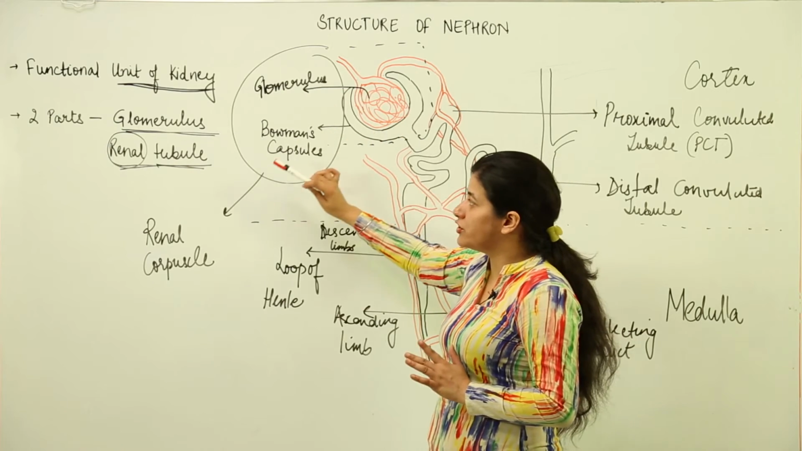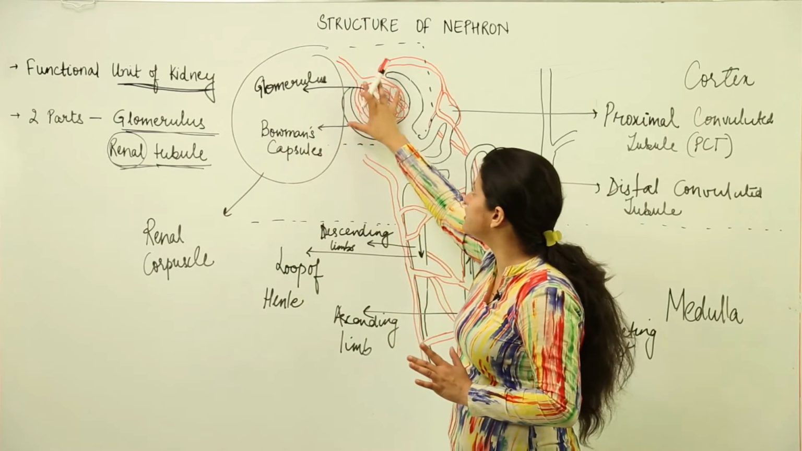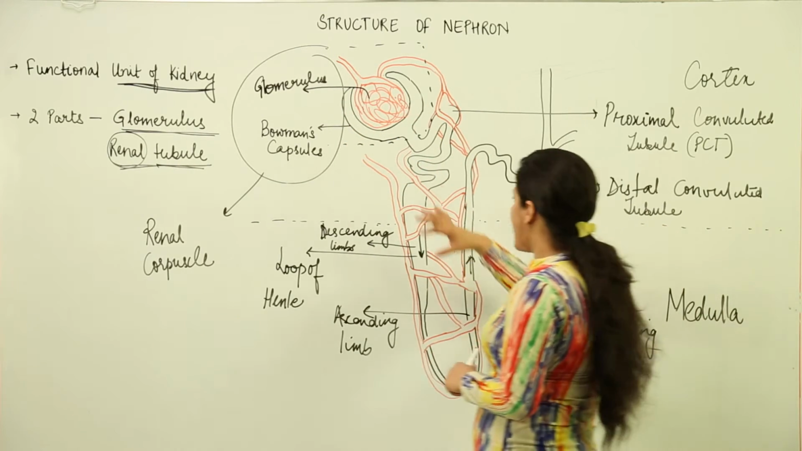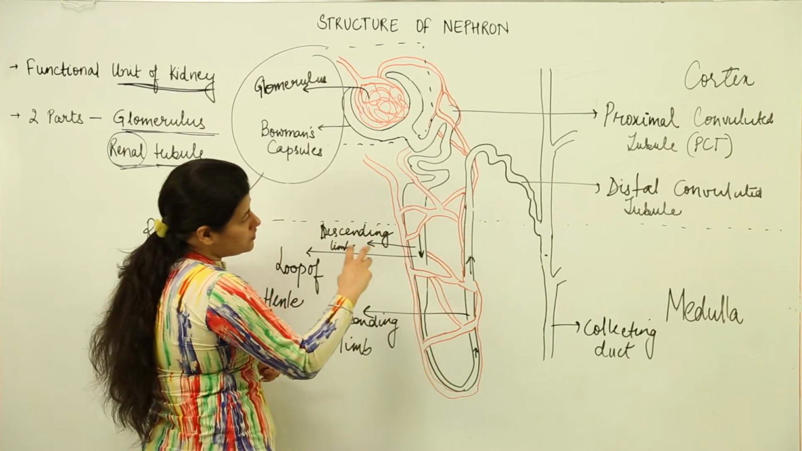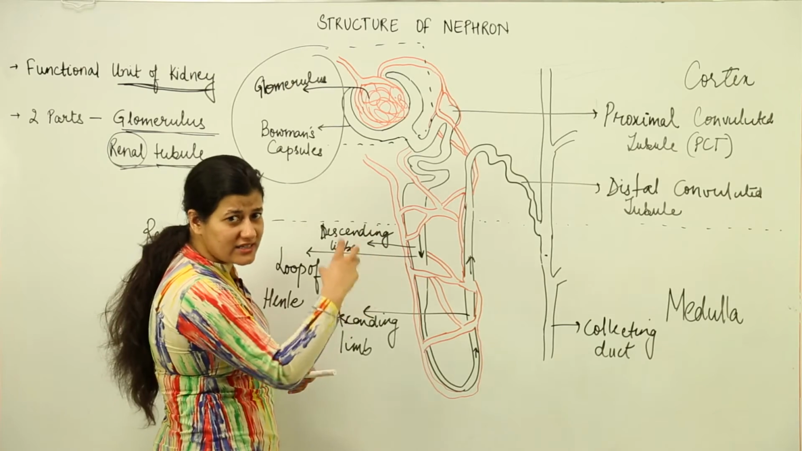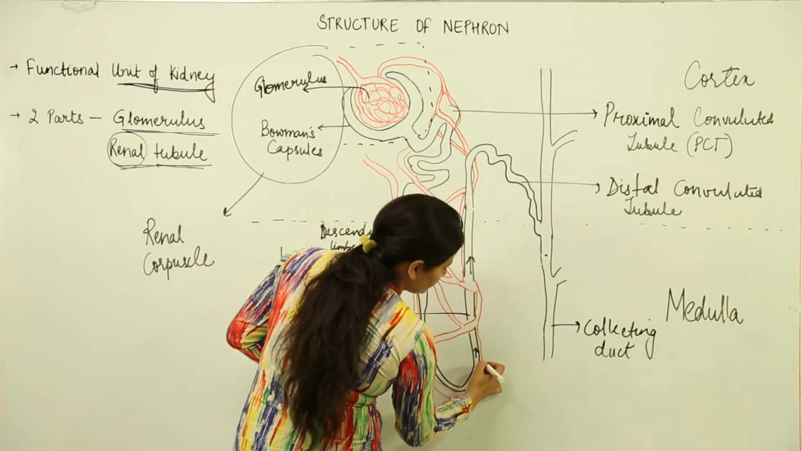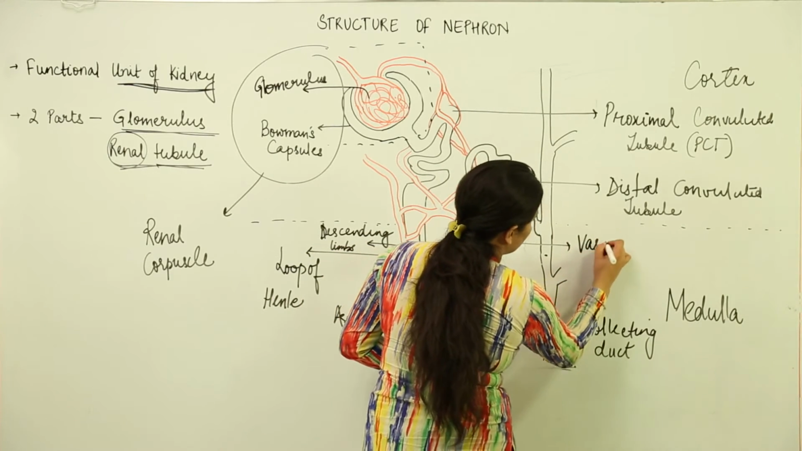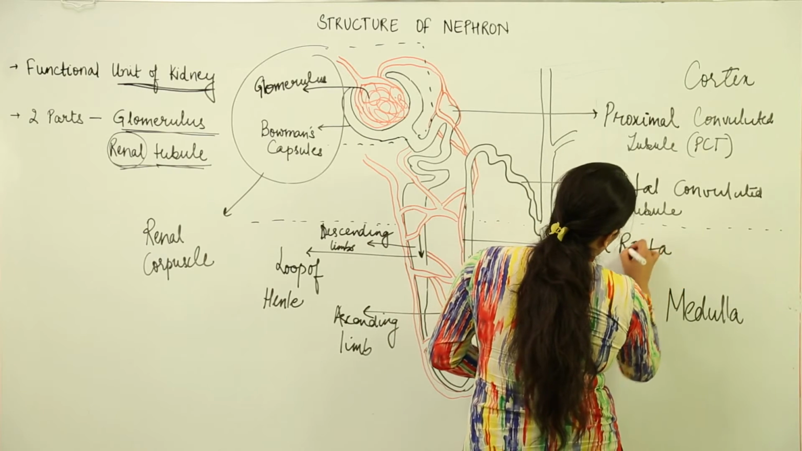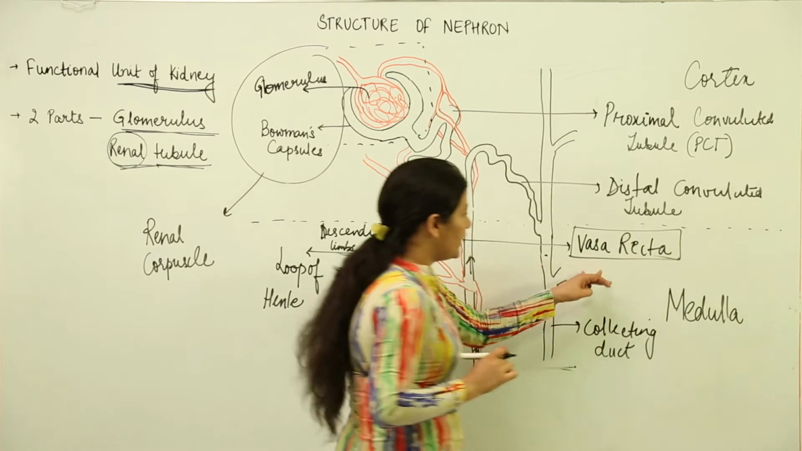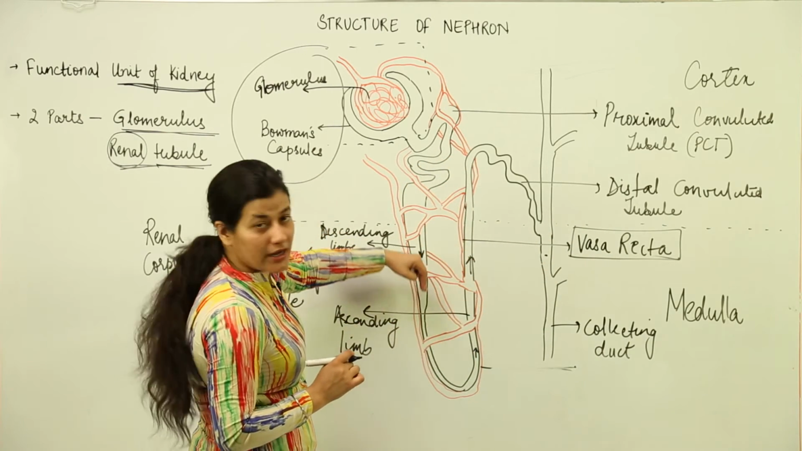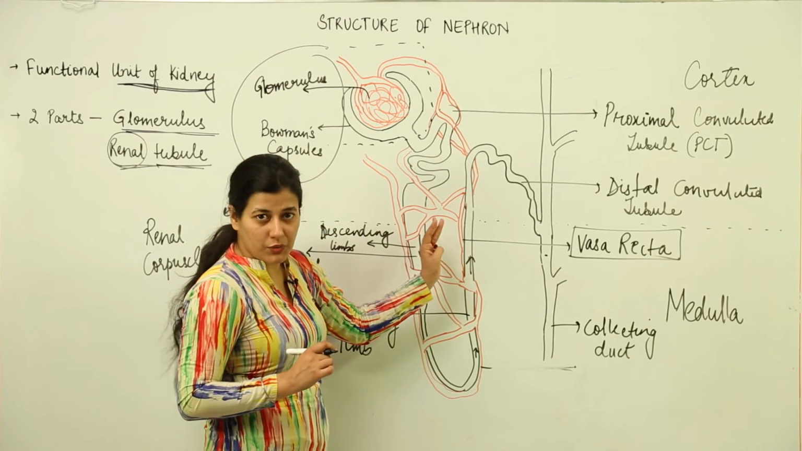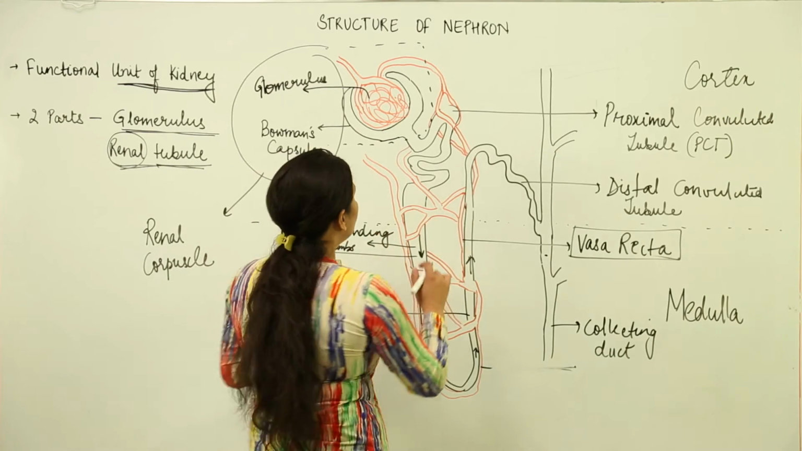And if we have to see the structure of nephron, it is divided into two parts. First one is glomerulus, that is the tuft of capillaries, and then there is the renal tubule. Now I have represented this reddish part. I told you this is the representation of the blood supply, and this particular capillary tuft is known as vasa recta. Now remember this name. Vasa recta is the capillary meshwork which surrounds the nephron, the tubules as well as the loop of Henle. This is the capillary network which is responsible for counter current mechanism.